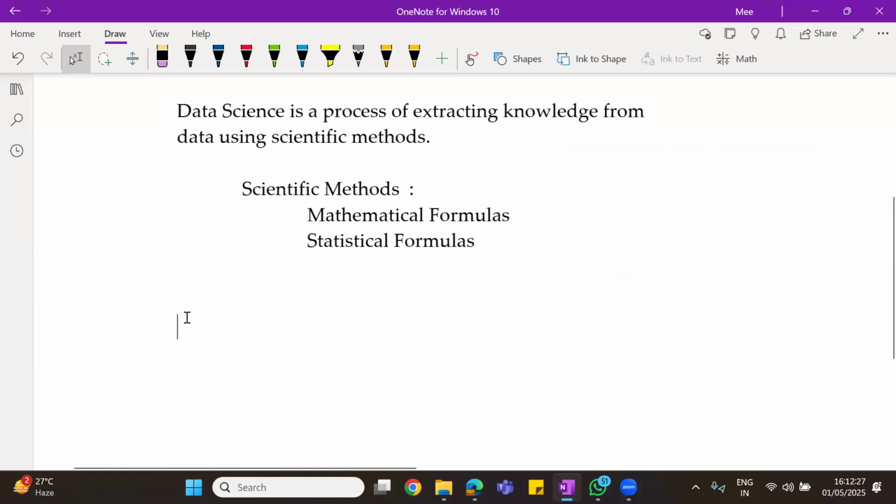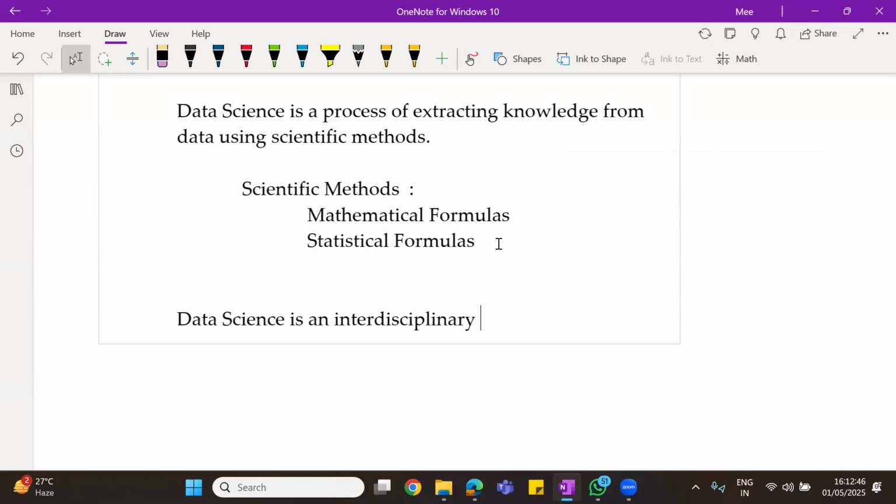First one is data science. I'll continue with this. This is the third one. Data science is an interdisciplinary field which is used to extract knowledge from data.